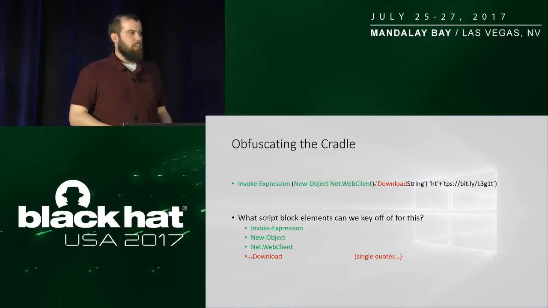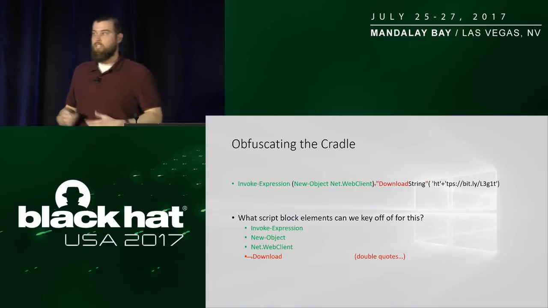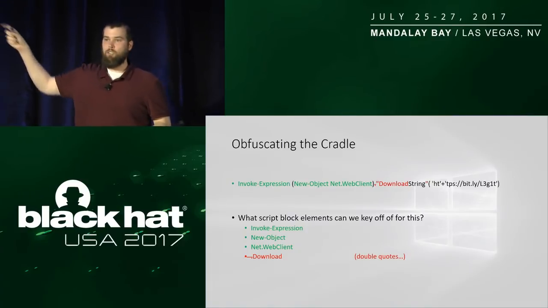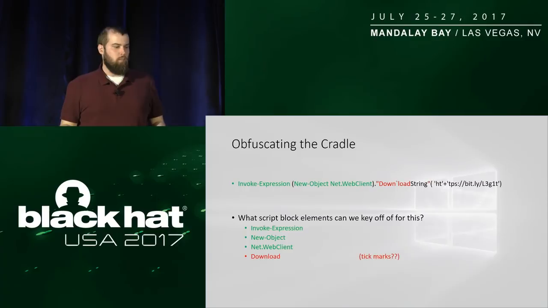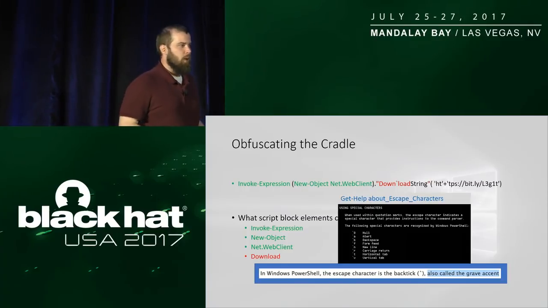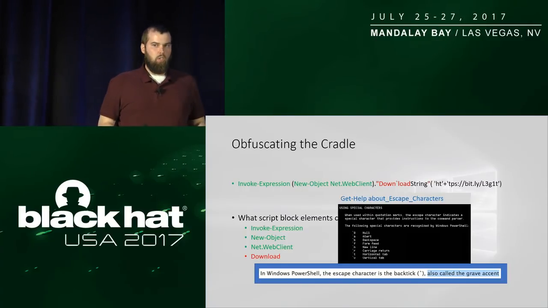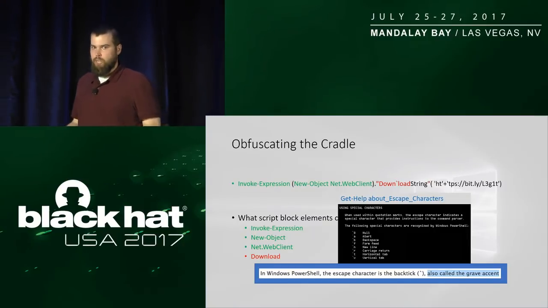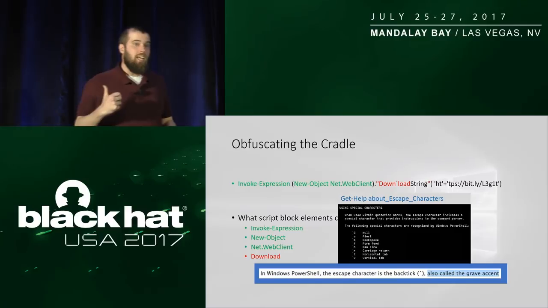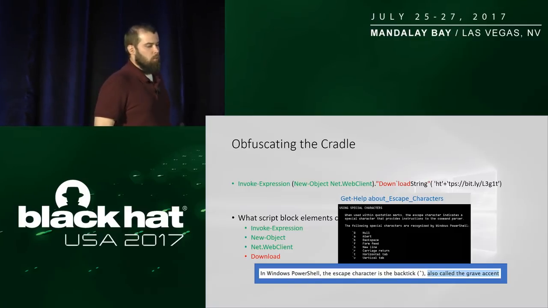We can actually put single tick marks around it. We can put double quotes around it. Now the fascinating thing is that when you put double quotes around it, and I want you to look closely at download string, what you can actually do is just put a tick mark there. Now, why in the world does this work? Well, this works because the tick mark is PowerShell's escape character, or called the grave accent character. So I like to think of it kind of as a grave of a lot of Defender's IOCs because this will break a lot of stuff if you're not aware of it.